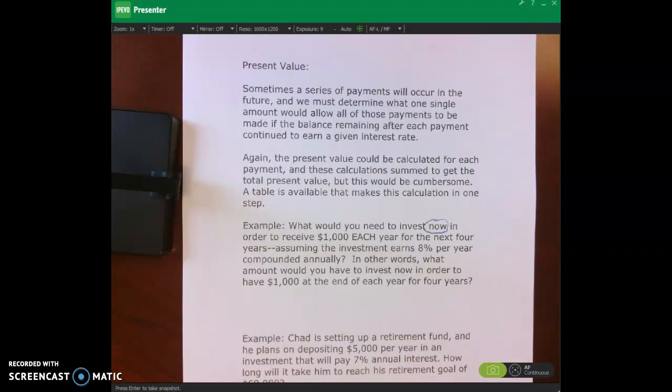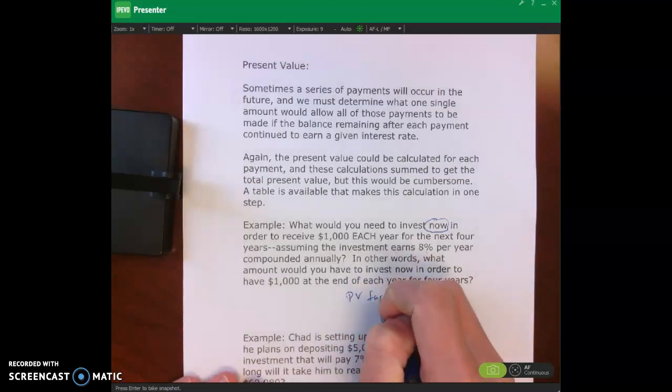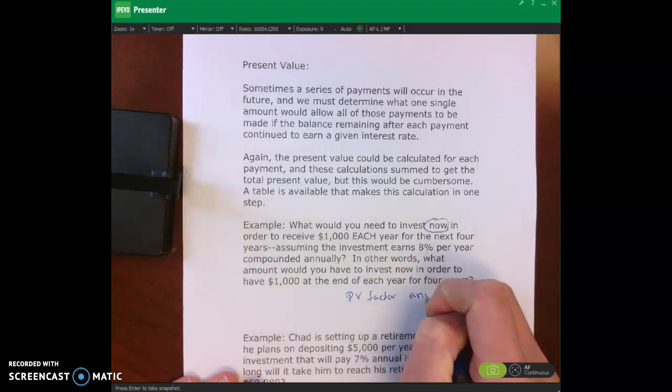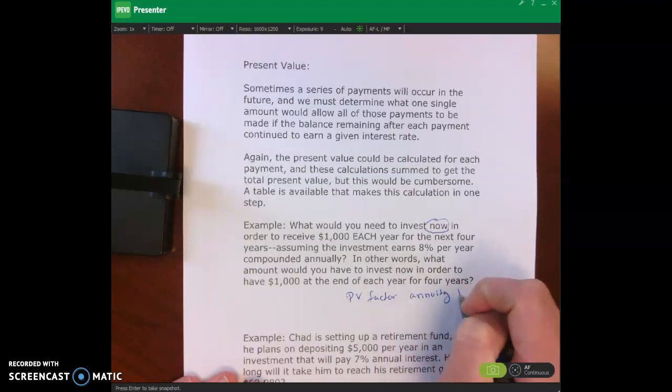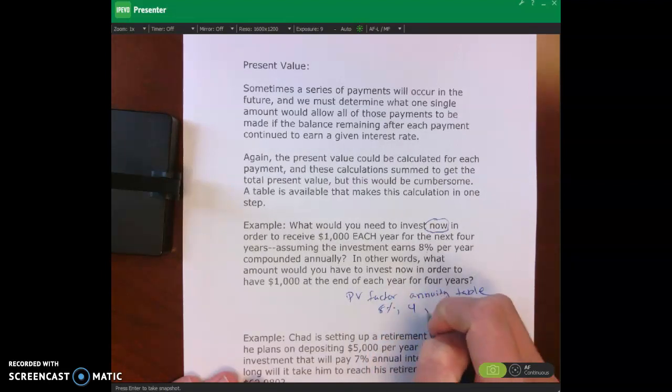So what we do in this situation is we look up the present value factor annuity table, 8%, 4 periods.